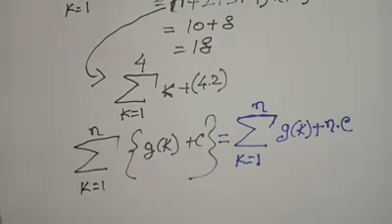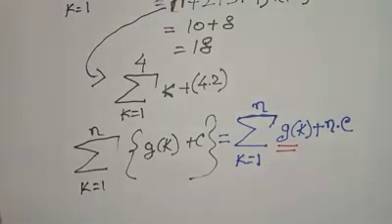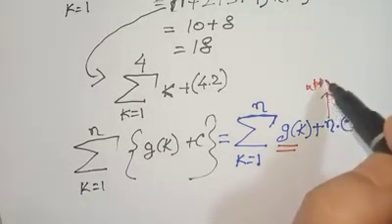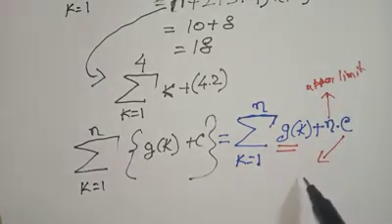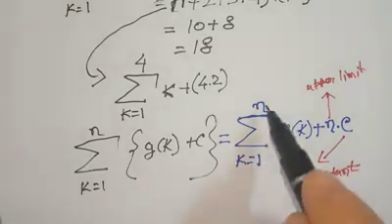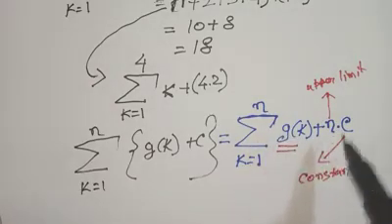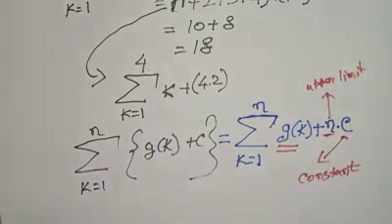Now you can see over here a few important points. This part is the function, this one is the upper limit, and this one is the constant. So this is k equals 1 to n, and this g of k is the function, n is the upper limit. This is 4, which we have generalized as n, and c is the constant, which we have put as c.